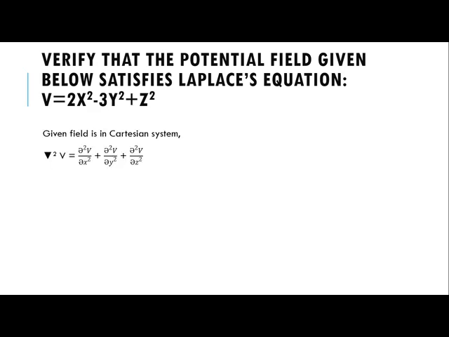Since the given field is in Cartesian system, del square, that is Laplacian V in Cartesian system, is given by del square V by del x square plus del square V by del y square plus del square V by del z square. This is the double partial differential of potential in each coordinate. So substituting V equal to 2x square minus 3y square plus z square, I get this.